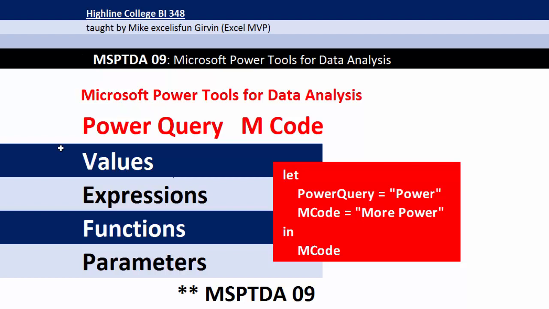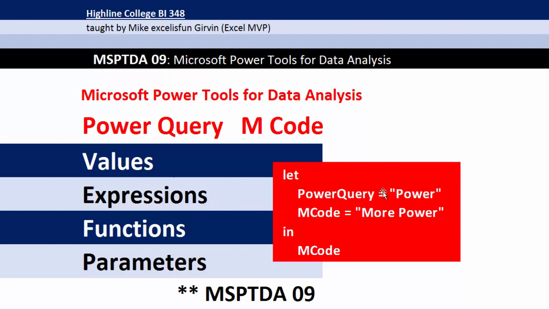Hey, in this video, we're still talking about Power Query, but in this video, we get to talk about M code. This is the computer language behind every solution we build in Power Query. Now, we're definitely going to talk about the ever important list of values. Those are the things Power Query can generate. We're going to talk about expressions, which are our formulas. We're going to talk about custom functions, parameters, and much more.